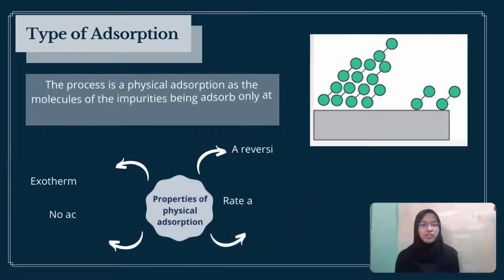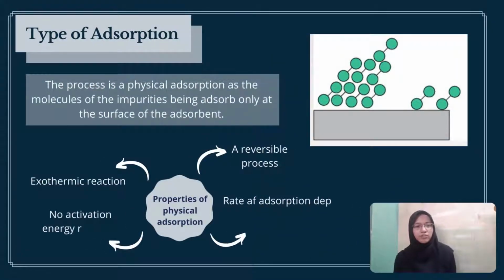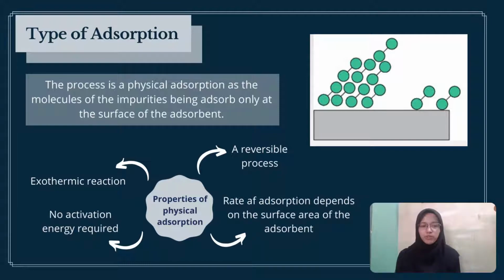Next, the process is a physical adsorption process where the molecules of the impurities are adsorbed only at the surface of the zeolite 13X. The properties of physical adsorption would be, first, an exothermic process, which is heat being released to the surroundings. Second, no activation energy required for the process to occur. Third, a reversible process where it is affected by the temperature and the pressure of the surroundings. And last but not least, the rate of adsorption depends on the surface area of the adsorbent.